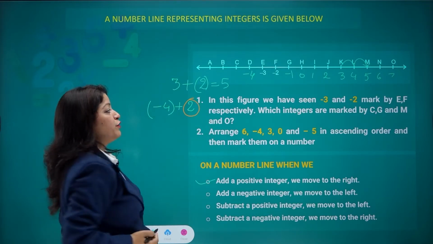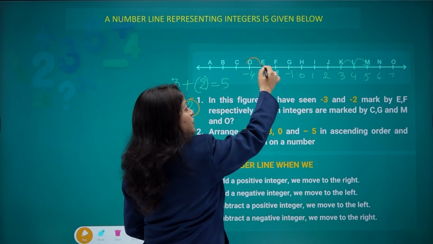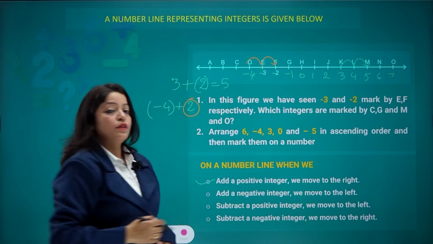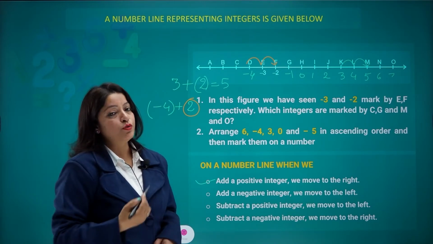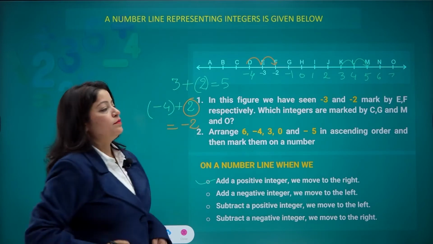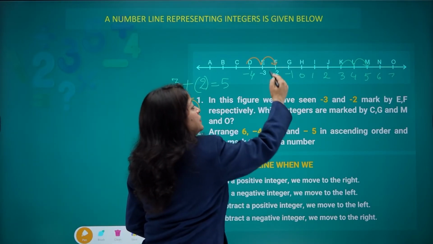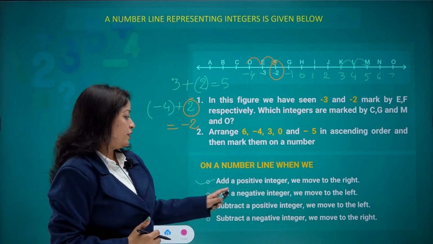2, what is the sign of 2? It is plus, that means positive. So I'll again go to the right side 2 steps. So whenever we are adding a positive integer on the number line, we will move on to the right hand side. That means finally I am reaching at the point minus 2, and here is the answer. I hope this is clear to you all, the first law here.